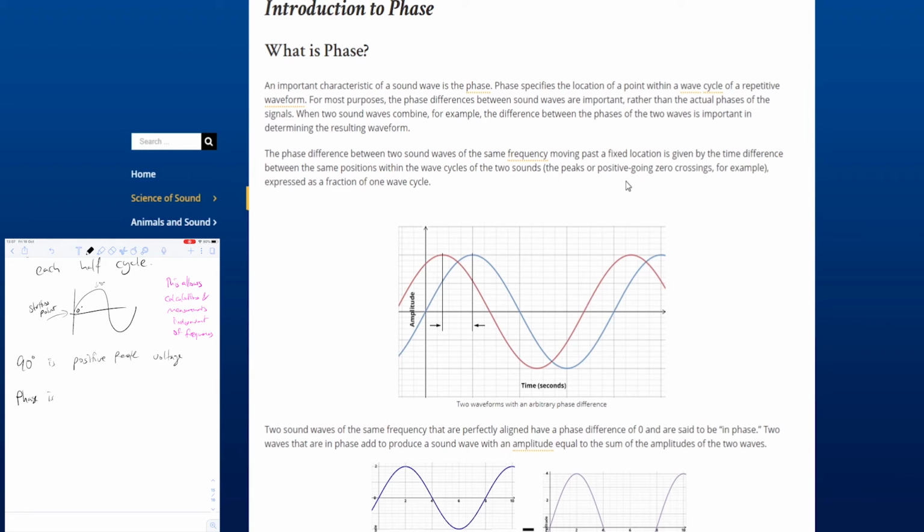So, phase is a location of a point within a wave cycle. Phase is the location of a point within a wave cycle.